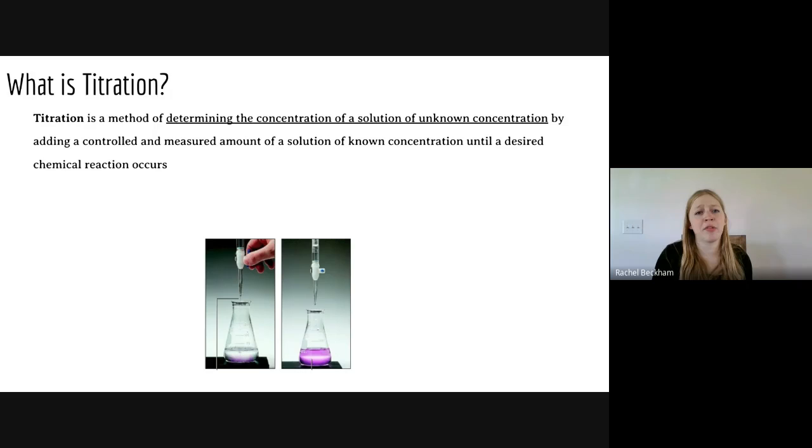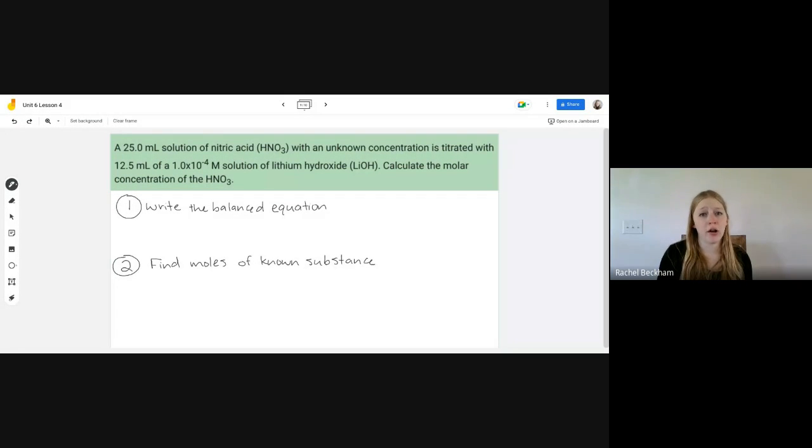And there are a few steps on how you do this, and you will have these questions on your quiz and on this lesson. So the first step is to write the balanced equation. So let's read the problem. A 25 milliliter solution of nitric acid, which thankfully it gave us the formula, and if not, you can always Google nitric acid and it's going to come up, reacts with, so I'm doing a plus sign, a solution of nitric acid with an unknown concentration is titrated with a solution of lithium hydroxide.